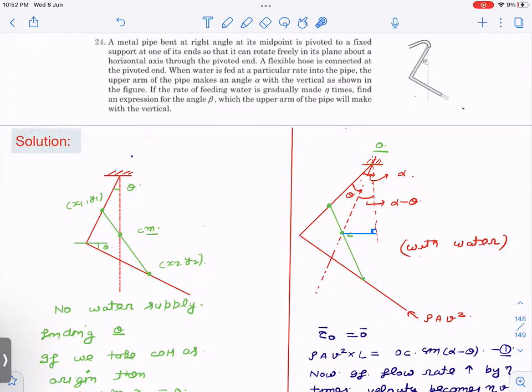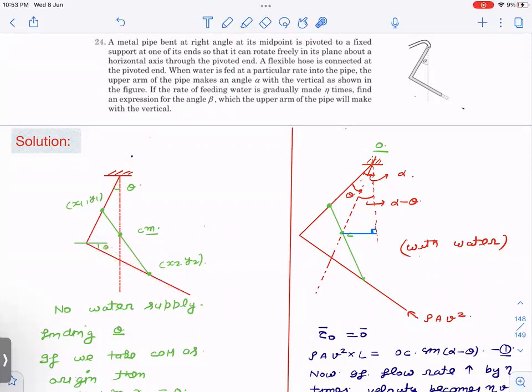So let us see. Initially, if there is no water supply, so there is no hose pipe, there is no water supply, then what will happen? The center of mass will be exactly here, right? So the torque of mg becomes 0 about the hinge point. So the center of mass is here. I've written the coordinates. This point is the midpoint of this, and this point is the midpoint of this.